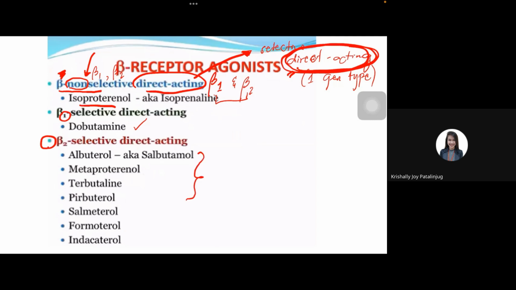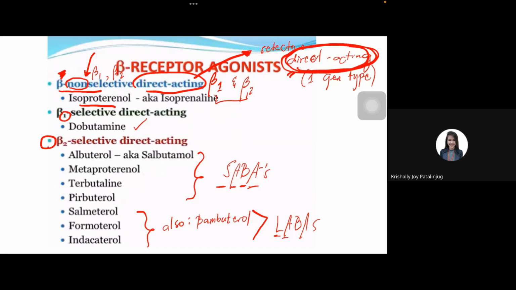Yung unang apat sa listahan, we could classify them as SABAs, short-acting beta 2 agonists. Whereas yung salmeterol, formoterol, indacaterol, and kindly add also bambuterol, these are naman long-acting beta agonists.